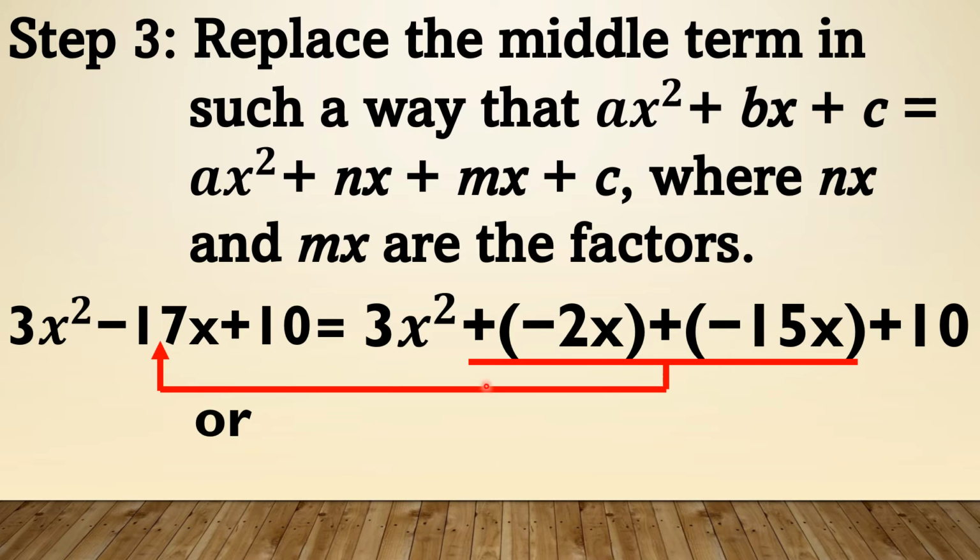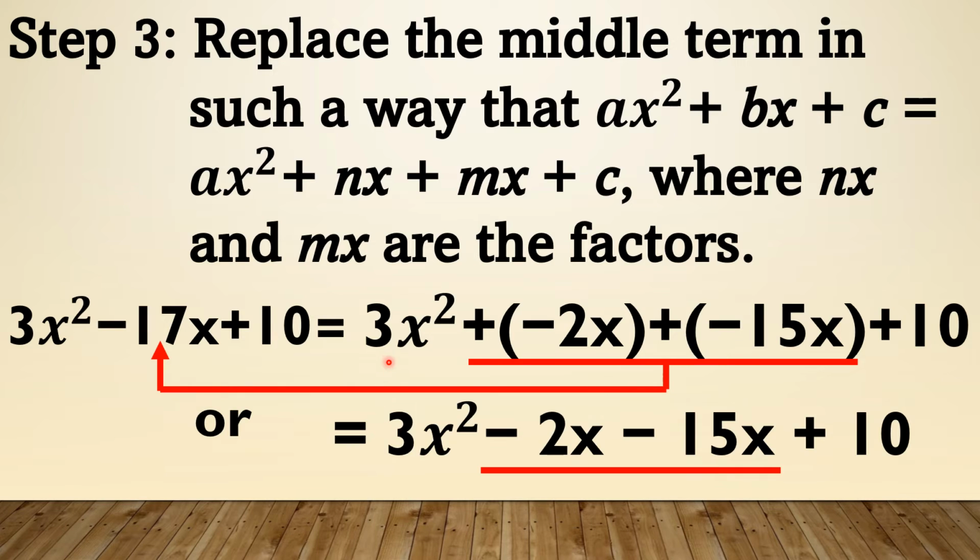Or, since we have here two signs, we're going to multiply positive and negative. So the result will be 3x squared, positive times negative, we have negative 2x. Positive times negative, we have negative 15x plus 10.